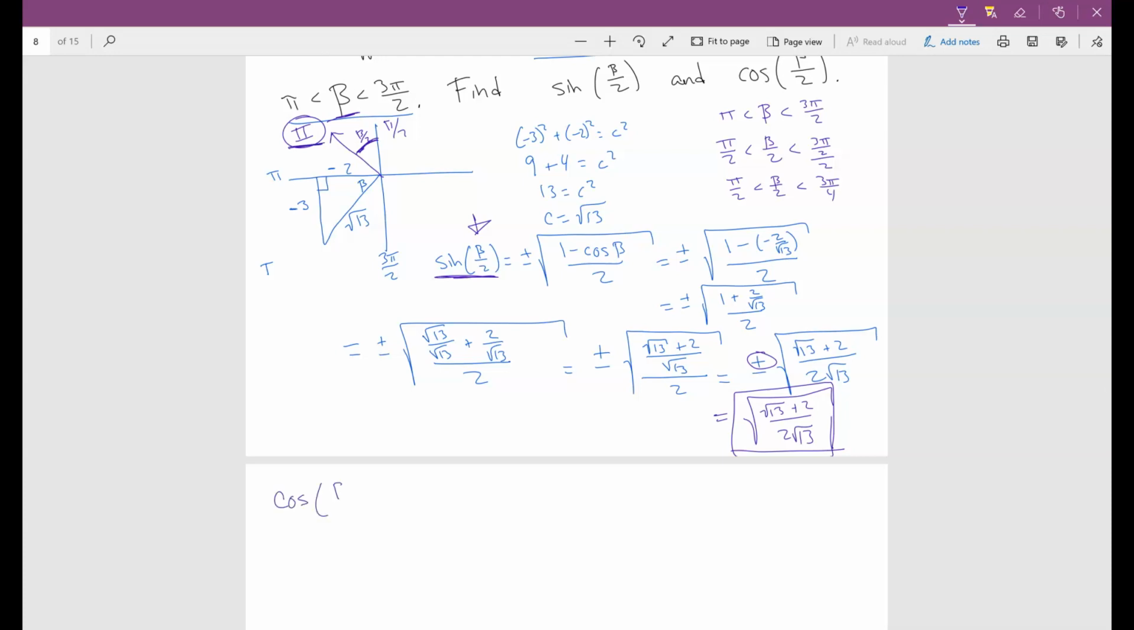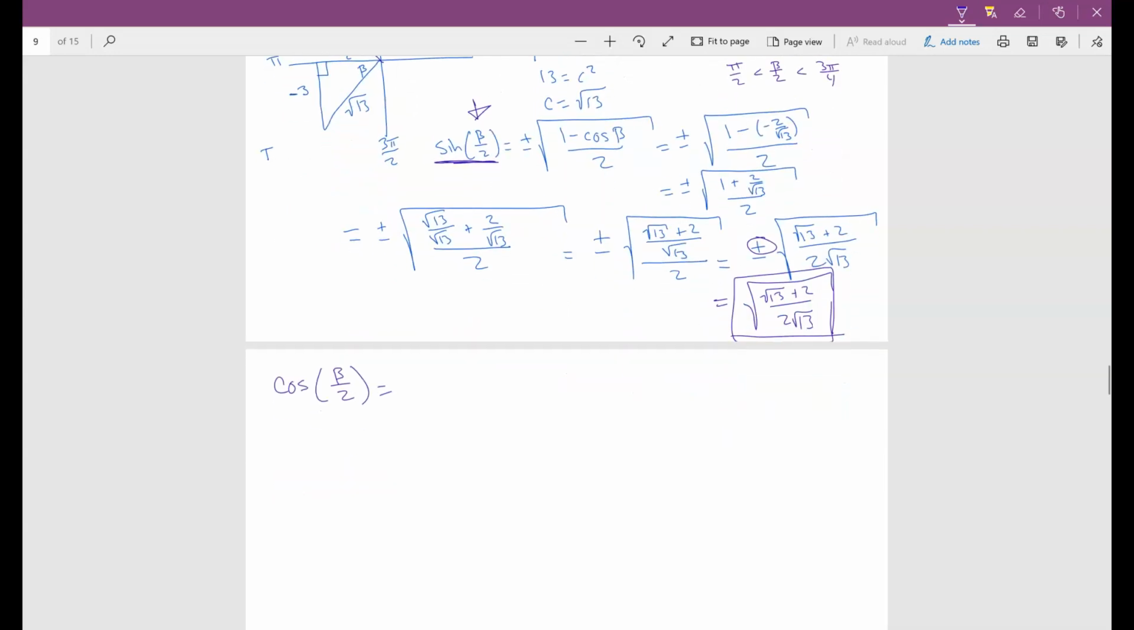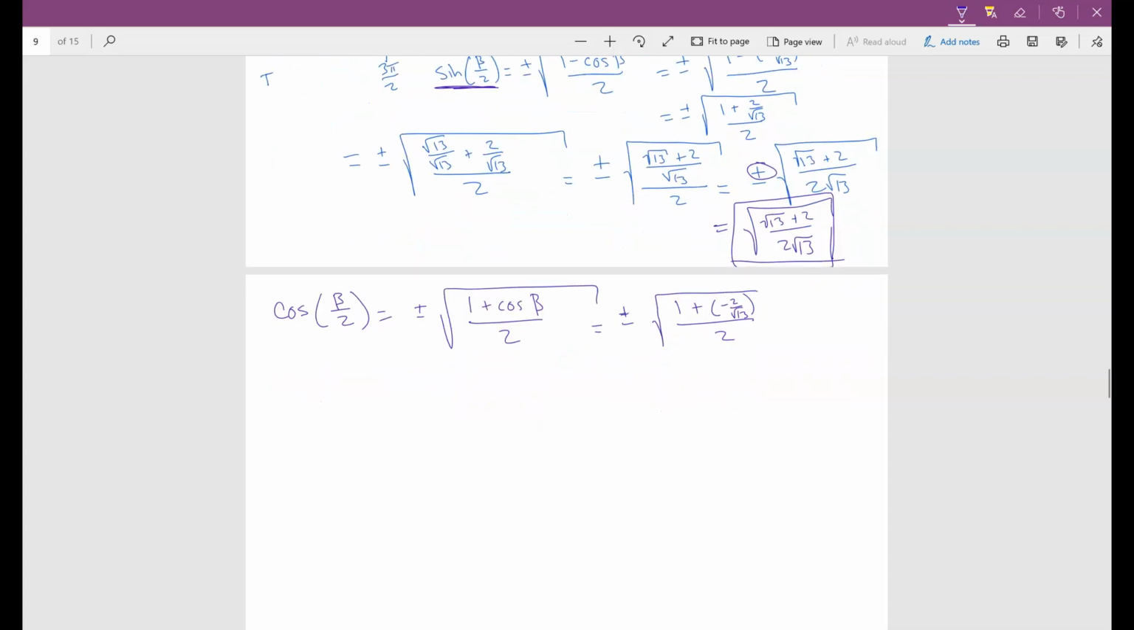So cosine of beta over 2, that's just going to be equal to the plus or minus square root of 1 plus cosine beta over 2. So I'm going to get 1 plus, this is going to be a negative 2 over square root of 13, divided by 2. So now what I'm going to get is the plus or minus square root of 1 minus 2 over square root of 13, over 2. And now let's go ahead and just combine these things. So square root of 13 over square root of 13 minus 2 over square root of 13, divided by 2.